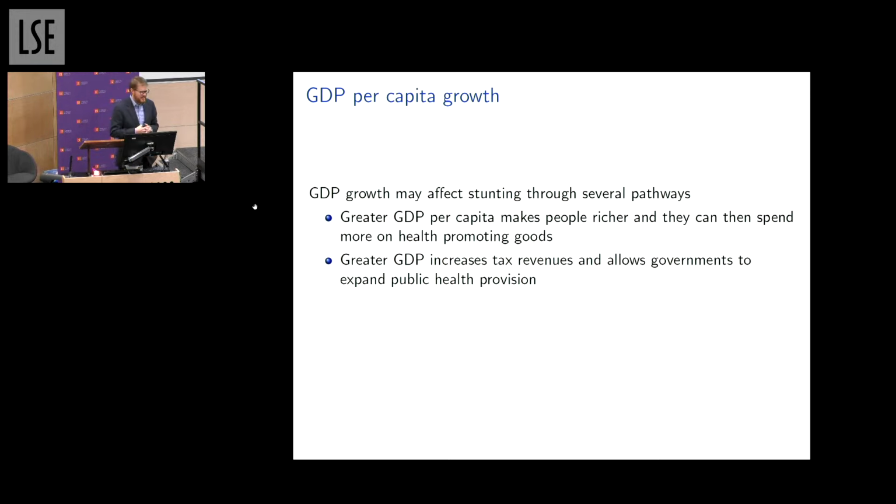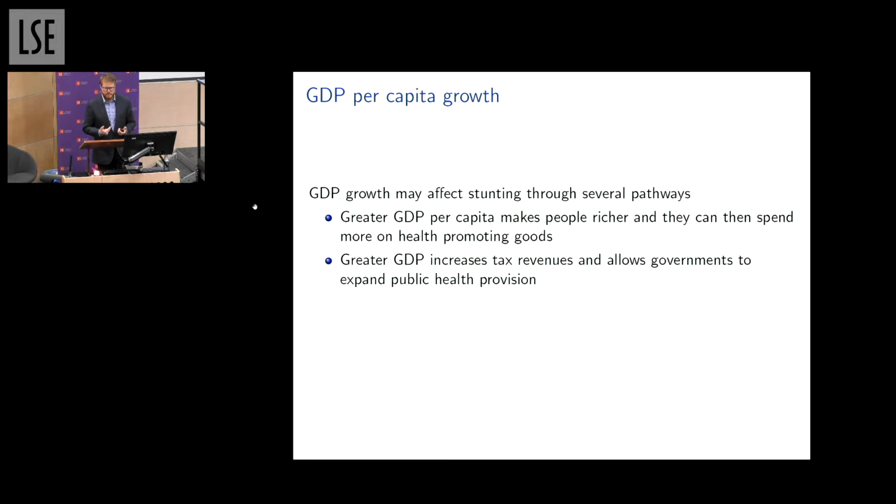Let's get to some of these other causes. So I'll start with GDP per capita growth. So we think that GDP might affect stunting through several pathways, probably more than I'm going to say here. But one is that GDP makes people richer, and then they can spend more money on health-promoting goods, right? They can get clean water. They can buy better sanitation. They can invest in medical care.